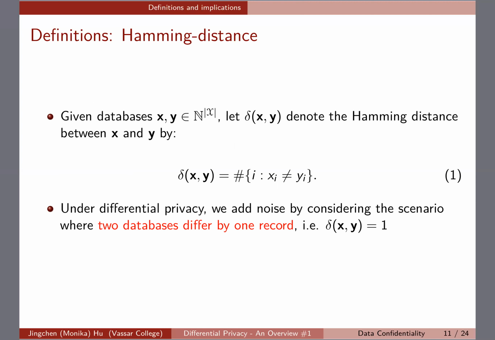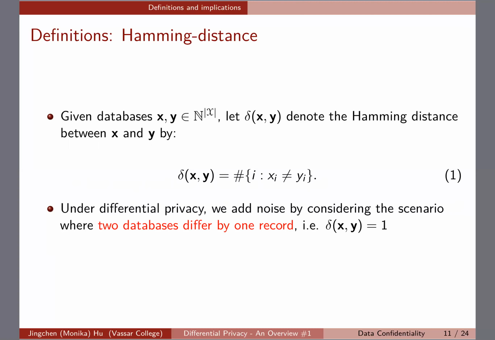And differential privacy is actually built under this very strong, as you can see, assumption, but not in the strong sense of what we talked about in the past for the risk evaluation. So let me talk about this first. They say that given databases X and Y, they're the same dimension, okay? And let delta xy denote the Hamming distance between x and y.